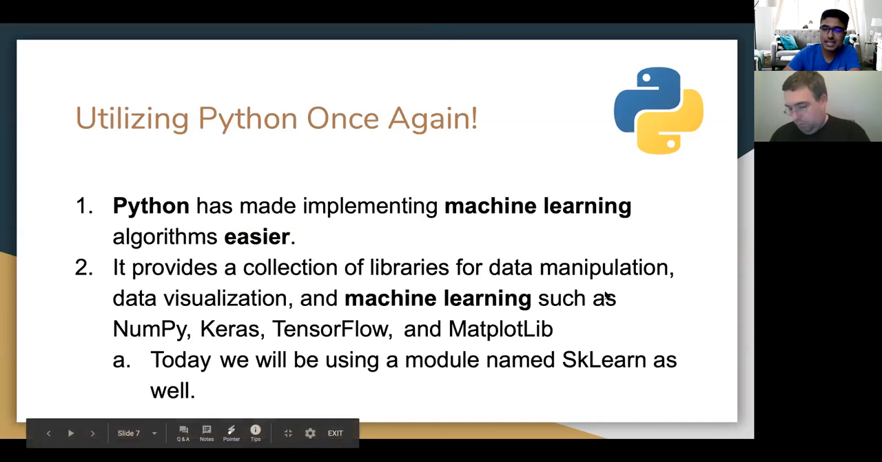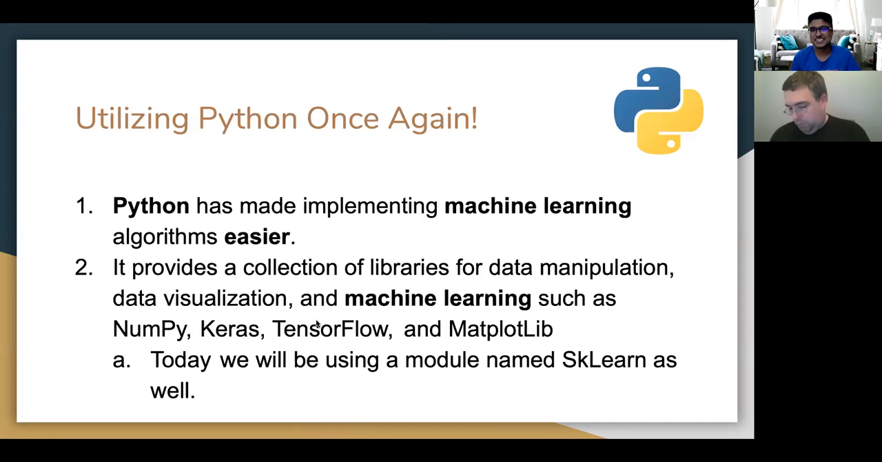And you might be reading some of these names which sound pretty foreign, like NumPy, Keras, TensorFlow. Are these even English words? Well, yes, they are English words. They are called modules or libraries, which we can use in conjunction with the language of Python in order to implement machine learning models and algorithms.